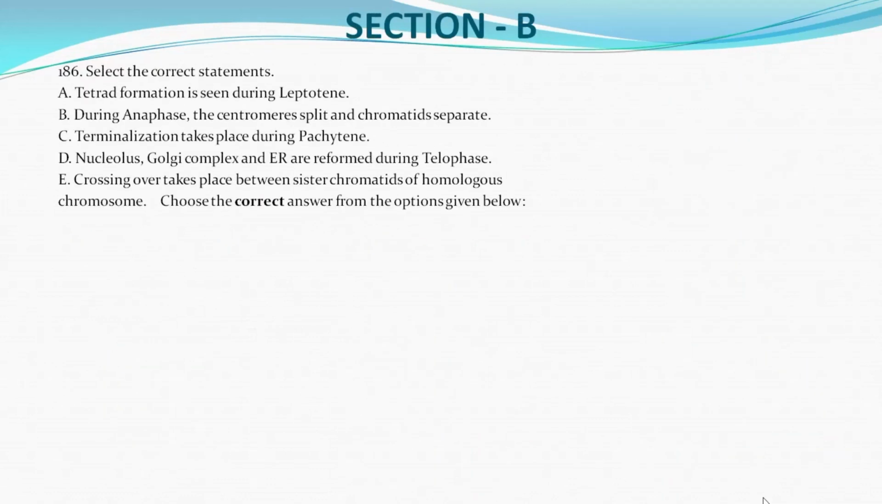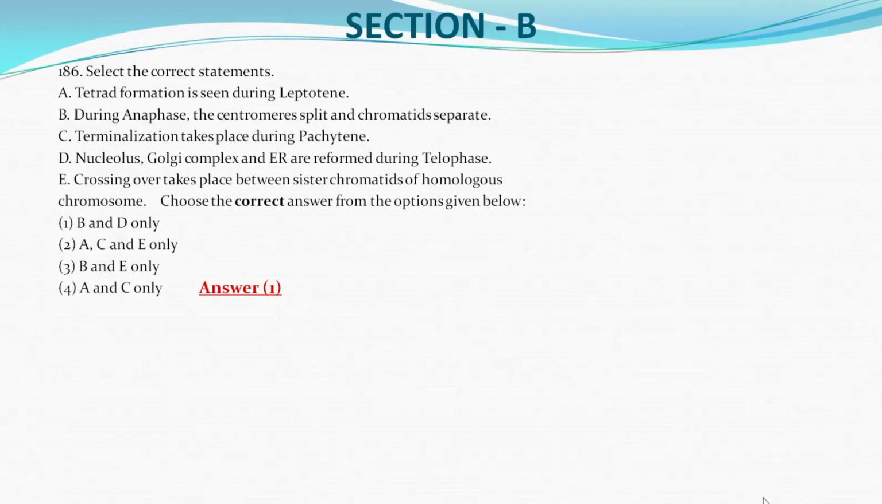Section B, select the correct statements. Tetrad formation seen during leptotene. During anaphase, the centromere splits and chromatids separate. Terminalization takes place during pachytene. Nucleus, Golgi complex and ER are reformed during telophase. Crossing over takes place between sister chromatids of homologous chromosomes. Choose the correct answers from the options given below. So the answer is option first.